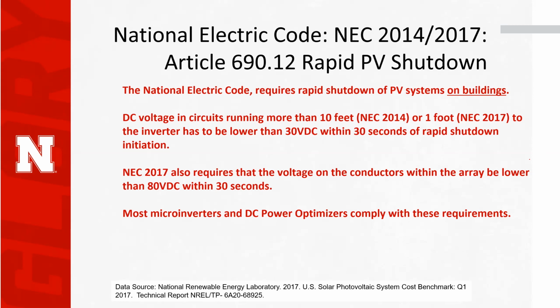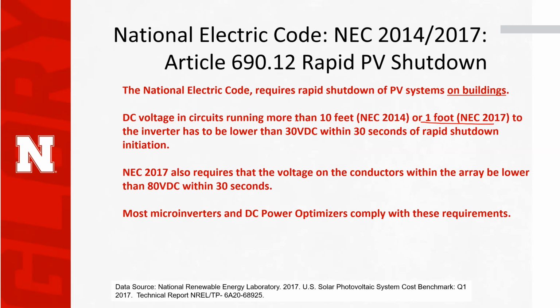So the first one is the PV rapid shutdown. In this case, PV rapid shutdown basically says that when the grid goes down, the DC circuits that are more than 10 feet or more than 1 foot from the inverter, 10 feet in the 2014 electric code, 1 foot in the 2017 electric code. That's the difference between the two codes. So we're currently in Nebraska on the 2017 code.